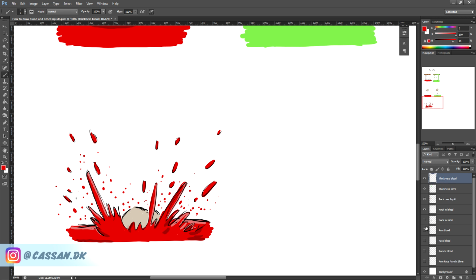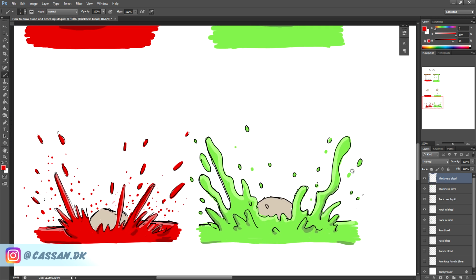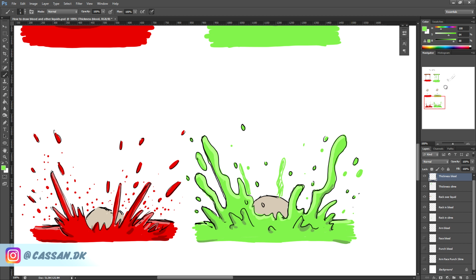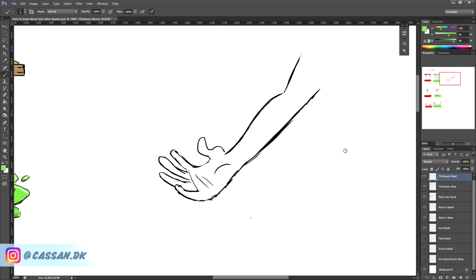Let's consider our slime. What's gonna happen? It's gonna have a hard time letting go because it's thick and it's gooey, and the drops are gonna be a bit bigger and a lot fewer. Let's put in some longer arms here on the splash just to show that it has a hard time letting go. So there we have it, blood and slime. Two big splashes.